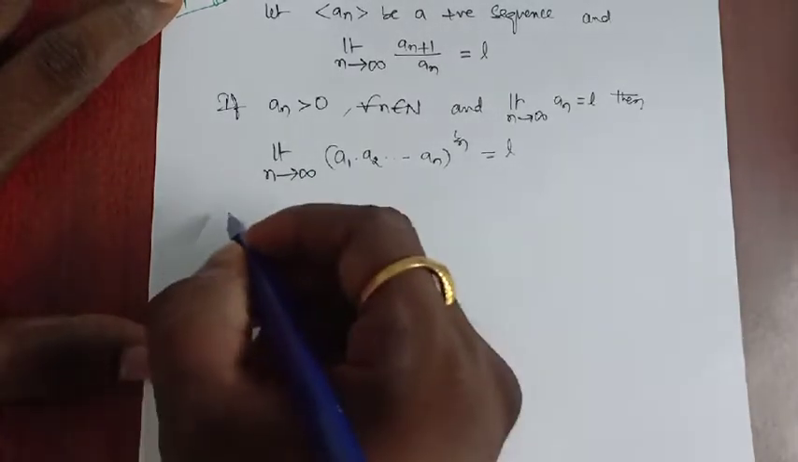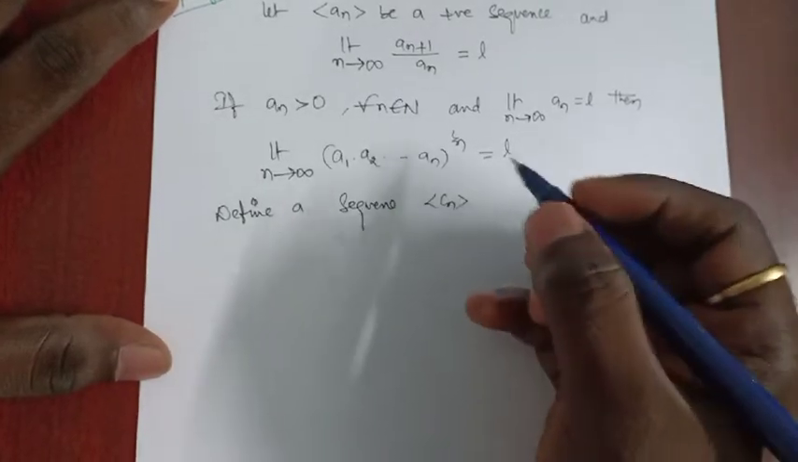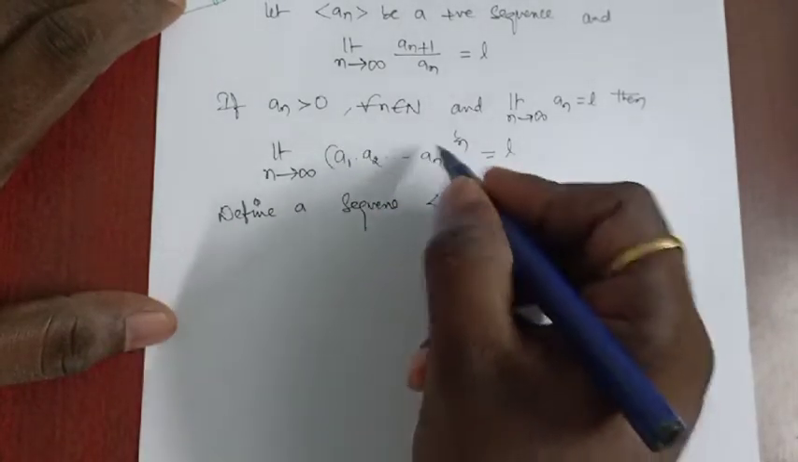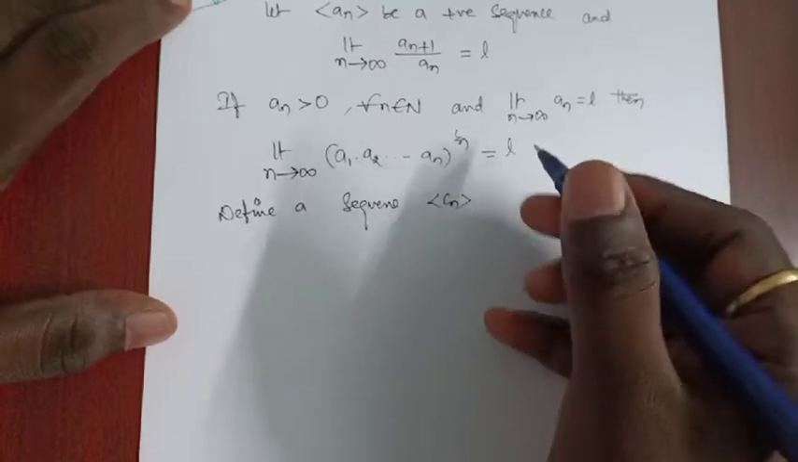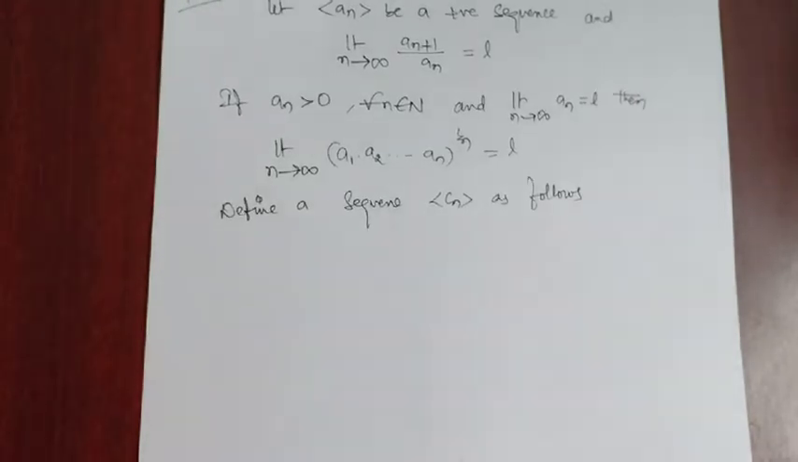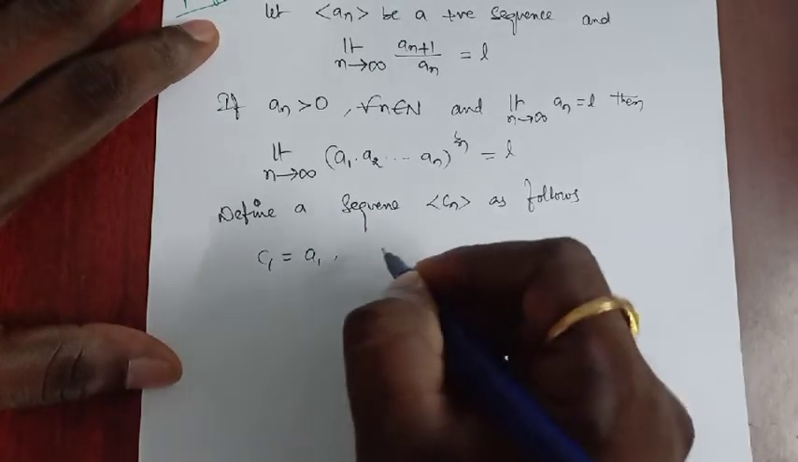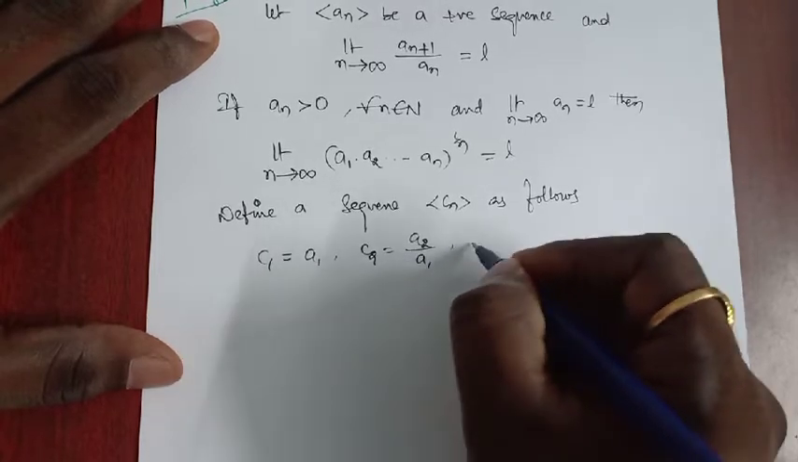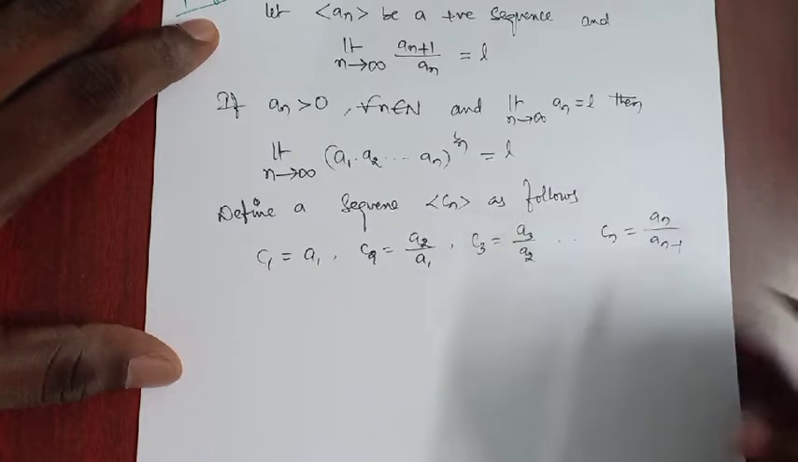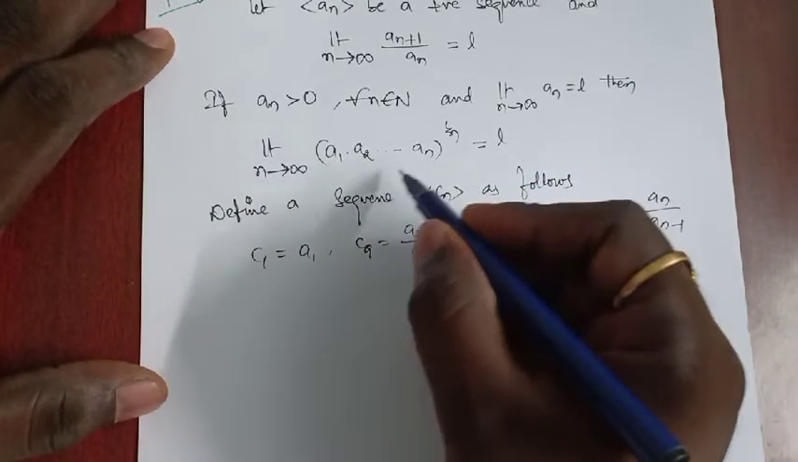From this, I now define a sequence C_n, the nth term of a sequence, which is a geometric progression. To find the nth terms clearly: C1 is a1, C2 is a2 by a1, C3 is a3 by a2, and so on, C_n is a_n by a_(n-1). See how we can write this.